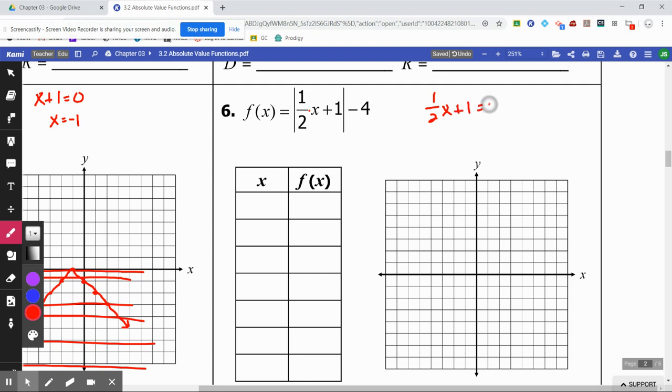So 1/2 x plus 1, set it equal to 0. Move the 1 over, it gives you 1/2 x equals -1. To get rid of a half, we're going to divide or multiply by 2. Divide by a half, which is the same thing as multiplying by 2, and it gives you x is -2. So -2 is going to be my vertex. Pick some values on each side.